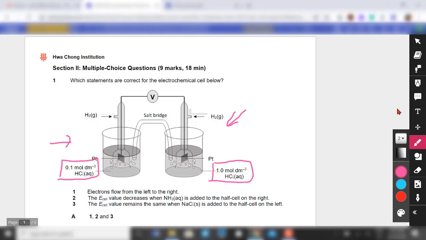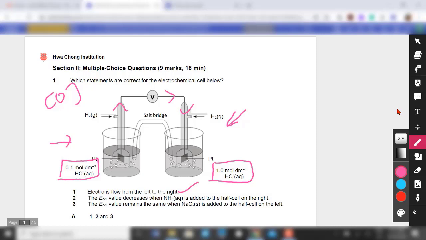expected. That means that the reduction of H plus to H2 is not as favorable as compared to SHE. So on the left hand side, you would expect oxidation to be favored. If oxidation is favored, your hydrogen gas will be oxidized to H plus, and then the electron will flow from the left all the way to the right. In that case, the first option is correct.